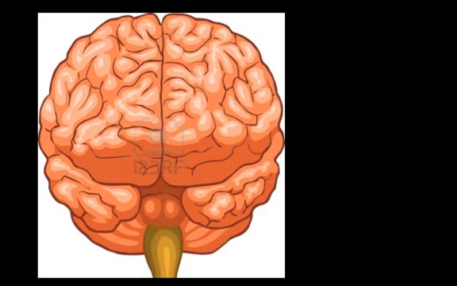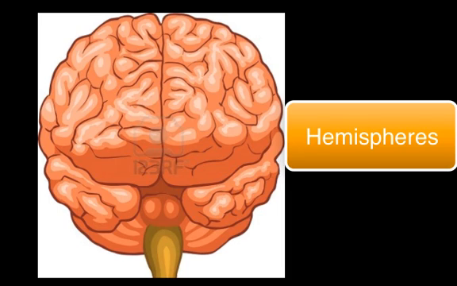So we turn the brain sideways and we look at an anterior view. You'll see that it has bilateral symmetry. That is, the left and right hand sides of the brain are mirror images of each other. We call these left and right hand sides hemispheres of the brain.